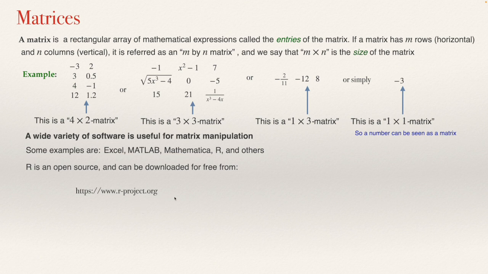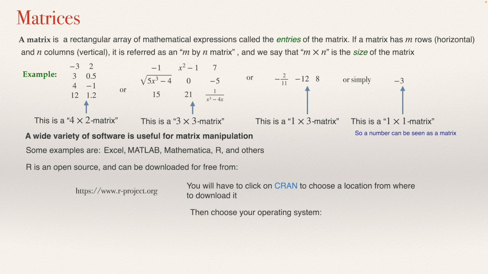If you open this page, you will need to click on CRAN. You are going to find a link for this. After you click on this link, you will be able to choose a location from where you can download it. For example, you can download it from the University of Toronto, or there will be other locations, in many countries. And then choose your operating system. It will be R for Windows, for Mac computers, or for Linux.